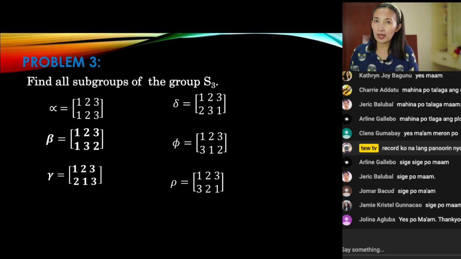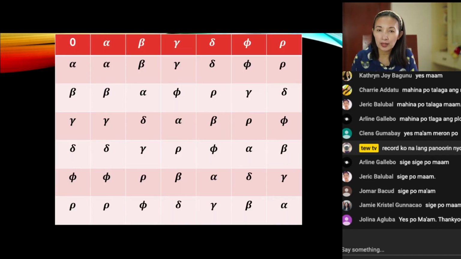Okay, so we have worked on it last time. And we were able to fill out the table for the operation, okay, multiplication. Okay, and we filled out the table here. For alpha times alpha, we have alpha, okay? Beta times alpha is beta, and so on.